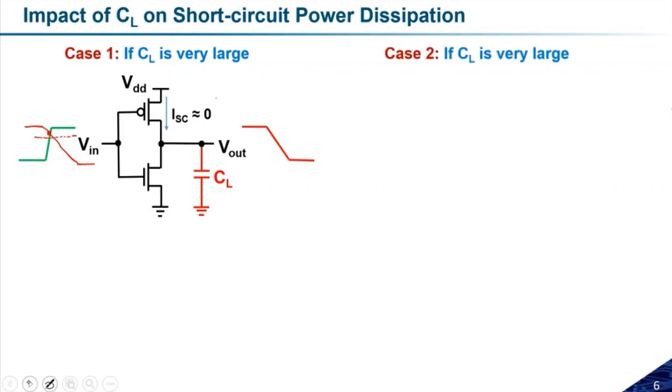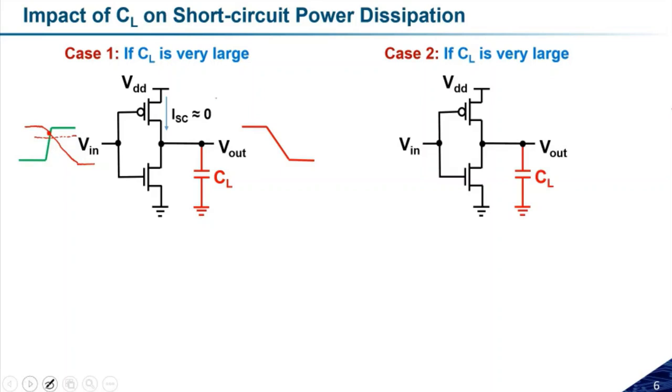If the CL is very small, in that case what will happen? The input will change something like this, but the output change will be faster, earlier than this one. If it is earlier than this one, there is a probability that the short circuit power dissipation can match for a longer time period. So suppose it is something like this.